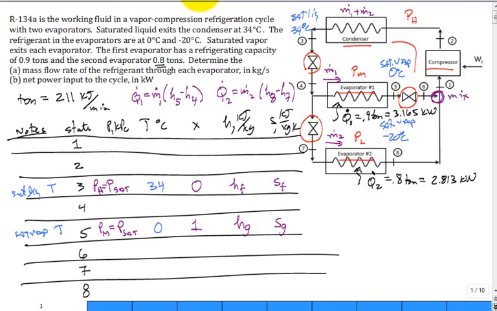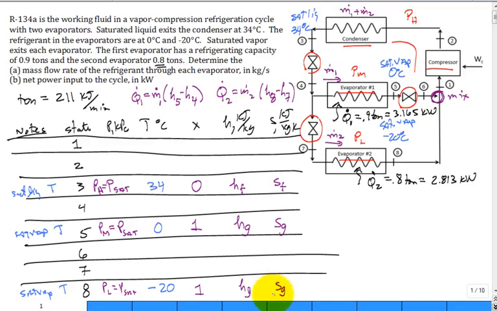You're exactly right. 8. So we take a look at 8. We know that it's saturated vapor at that temperature. Let's say the temperature is negative 20 degrees C. And so knowing that, we get the low pressure, which is Psat at negative 20. It's saturated vapor, quality 1. We get H of G and S of G at that negative 20 degrees C.